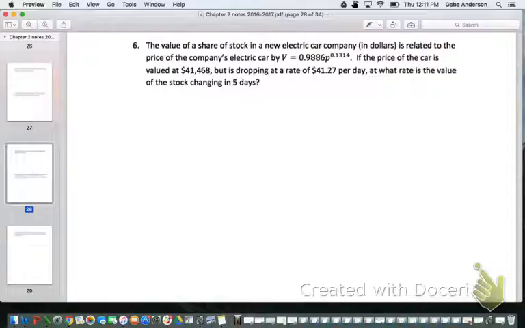So in general, I don't know if you guys know much about the stock market. I know very little, but I do know the basic principle of the value of a stock of a company is tied to its product's performance, right?